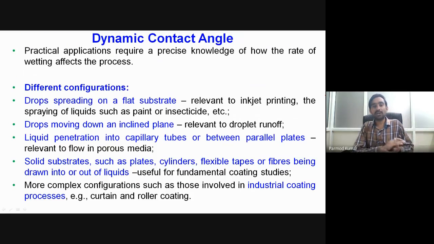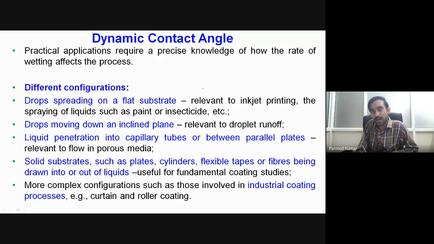Now, this is all about the static contact angle, meaning when a droplet is resting on a surface. But apart from this, we may encounter many applications in our engineering phenomena where the interaction between the droplet and the surface is not static. Rather, the droplet, while it is interacting with the surface, is undergoing some motion.